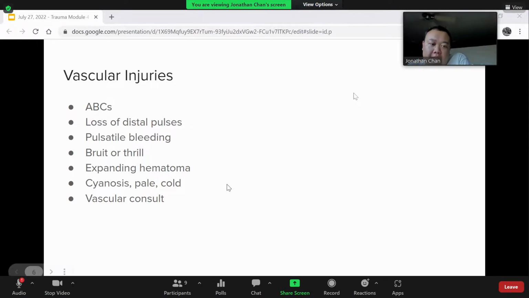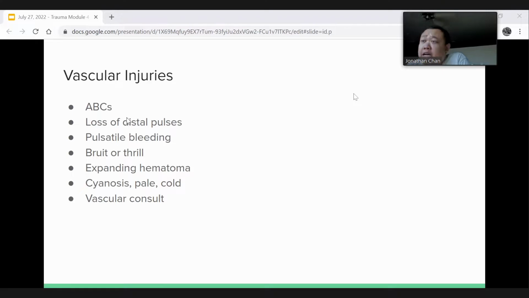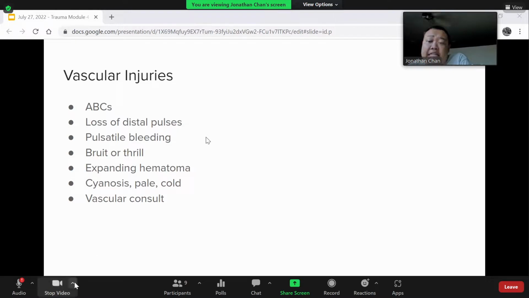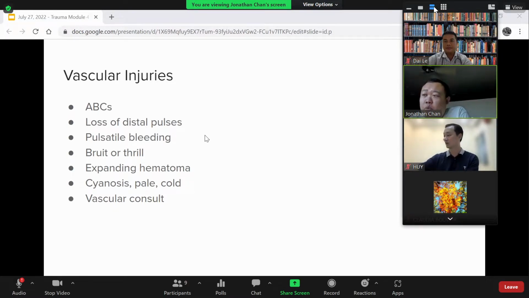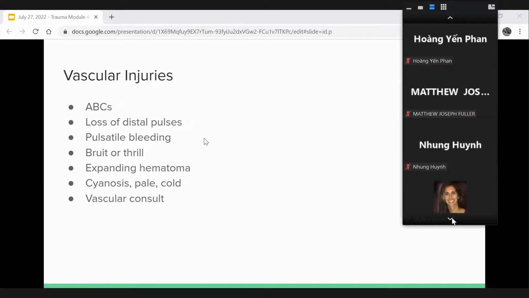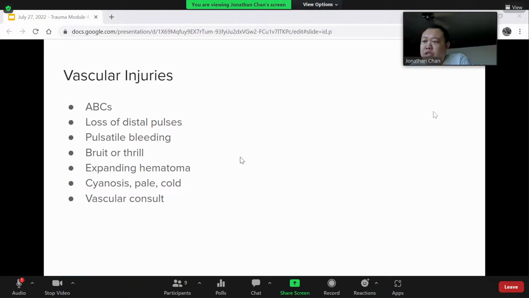There are hard and soft signs. If you have a hard sign of a vascular injury, these are times we need an emergent vascular consult. Anytime you have loss of distal pulses, you can't feel the radial pulse or you can't feel the DP or PT pulses in the legs. Anytime you have pulsatile bleeding, like blood pumping out of a vascular wound. If you hear a bruit or a thrill, anytime you have expanding hematoma, cyanosis, or a leg which is pale and cold, these are all hard signs of a vascular injury. You need to get vascular involved right away because they may need to go to the operating room.